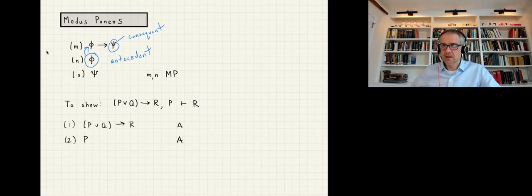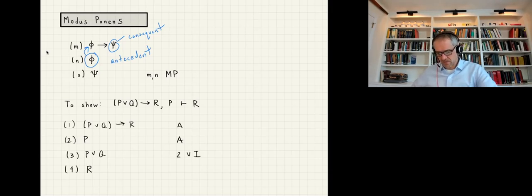The antecedent on line 1 is P or Q. But of course, P or Q is easily derivable from P just by disjunction introduction. So we can use disjunction introduction on line 2 to get P or Q. Now we have the antecedent of line 1 and we can apply modus ponens. So 1 and 3 together give R by modus ponens.